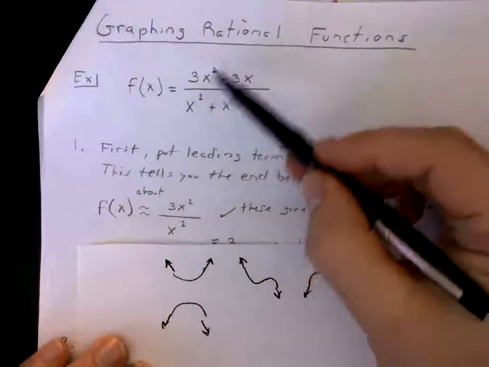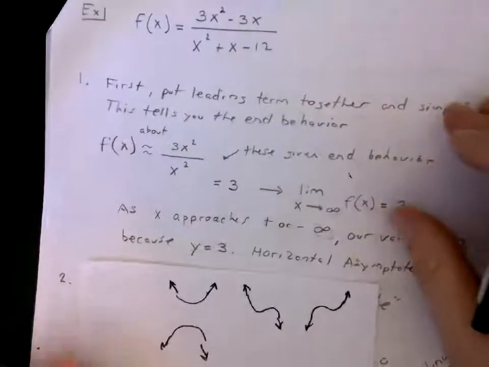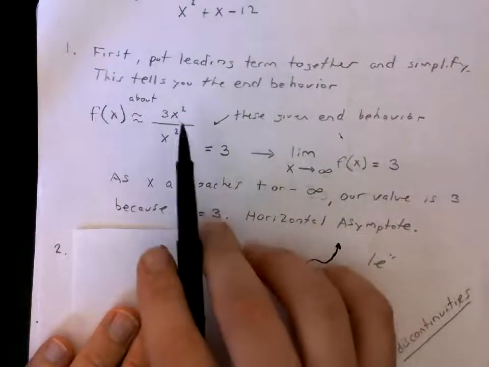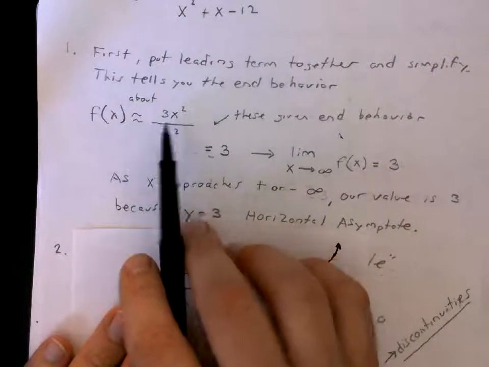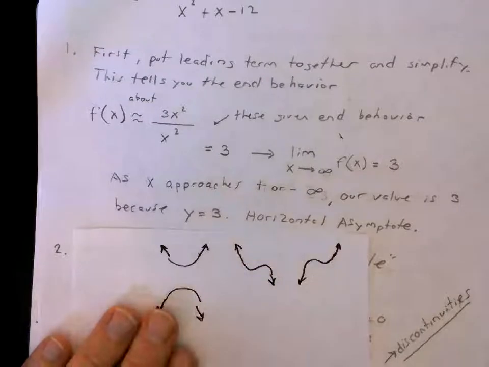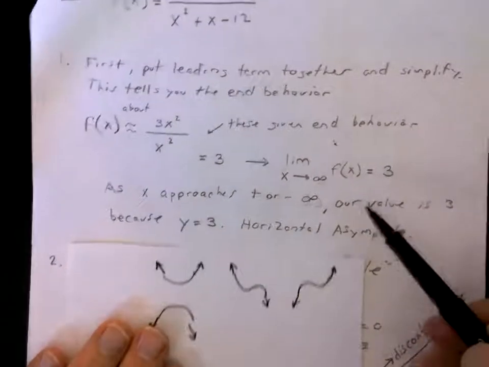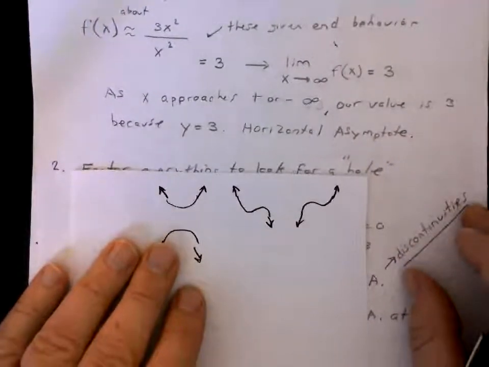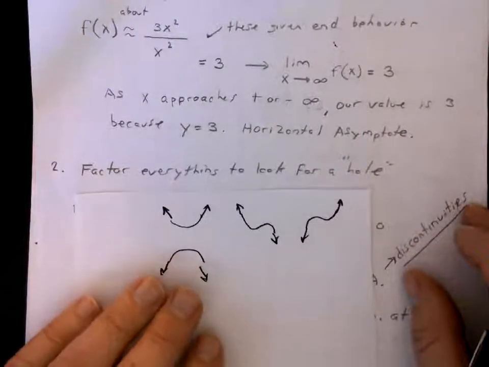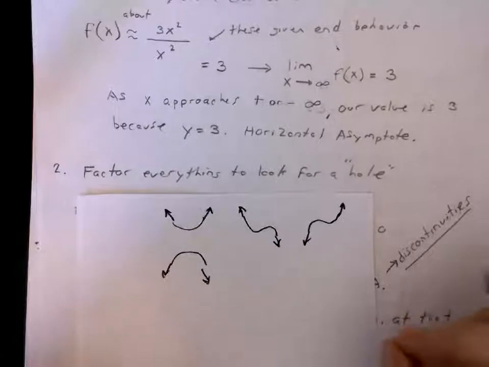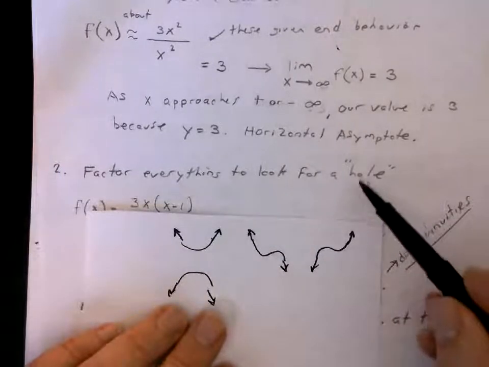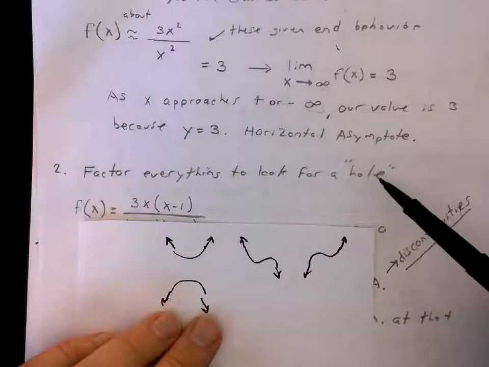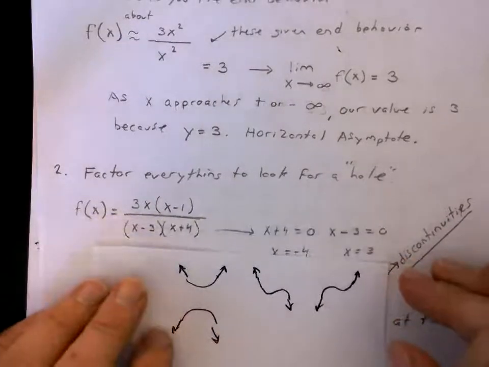Now, since the degrees are the same, remember, we talked about as our limit approaches infinity that these two are going to be the same, so the coefficient is going to be 3 over 1, which is a horizontal asymptote. All right, after you get step 1 all figured out, let's look at step 2. Factor everything that you can. Now, what we're trying to look for are discontinuities. We're looking for holes, something that might happen in the graph.